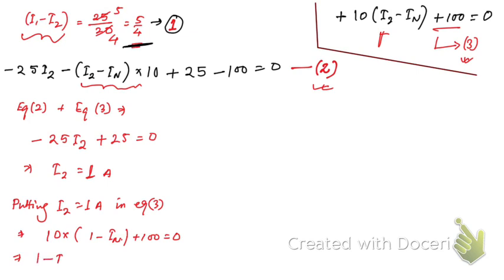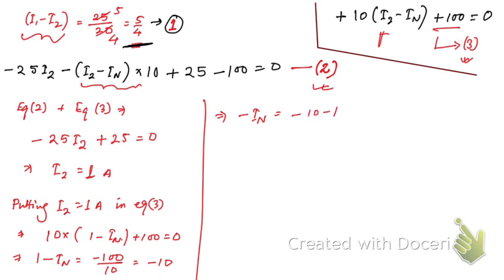So 1 minus In is going to be equal to minus 100 divided by 10. That's going to give you minus 10, and this implies minus In is equal to minus 10 minus 1. So minus In is going to be minus 11. That means In is equal to 11 ampere. That's what we have got. So we have got the Norton current, right?